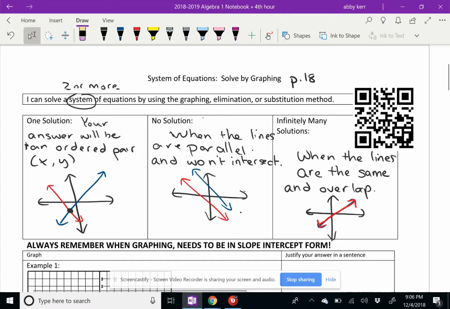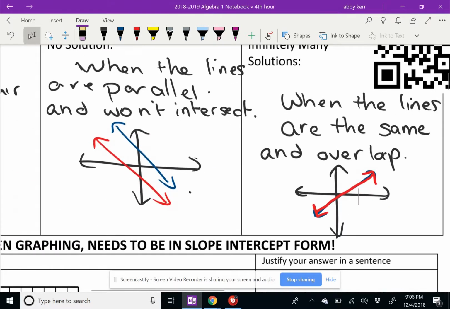You could get one solution, which means your answer will be an ordered pair. It's where your lines intersect. No solution, when the lines are parallel. Parallel lines have the same slope but different y-intercept, so they will not intersect. And then infinitely many solutions are where the lines are actually the same. So if you notice closely, my blue line and my red line overlap.